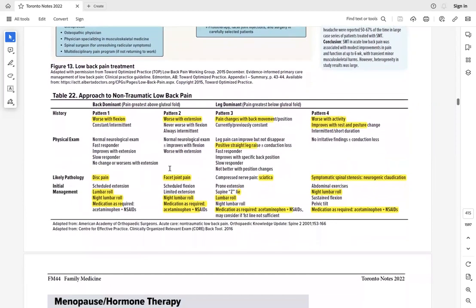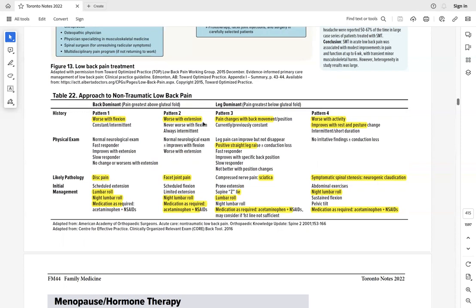Now, if the patient has non-traumatic, simple back pain, then we have to check whether the pain is back dominant or leg dominant. In back dominant, we have 2 types, pattern 1 and pattern 2. In pattern 1, most probably disc pain. What is disc pain? It will be worse with flexion and better with extension. The patient will say that the pain is more in my back area above the gluteal fold, it is worse when I bend forward, and it gets better when I extend. So that is most probably disc pain.